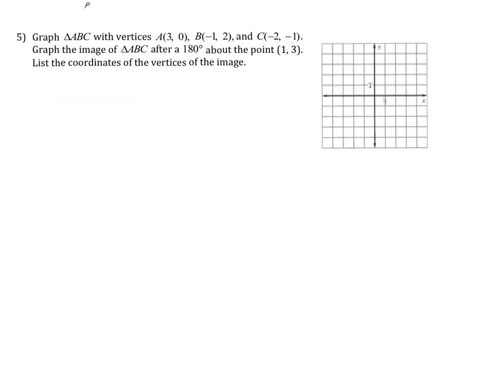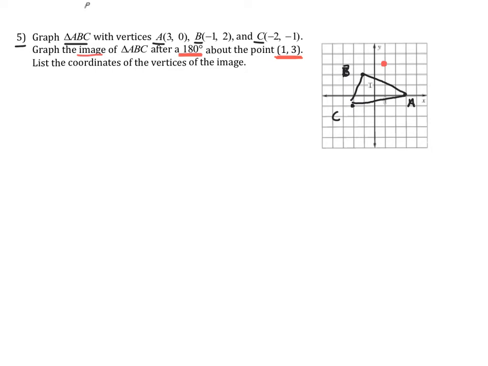So for number 5, first thing I want to do is graph triangle ABC with the vertices they give me. Now, this is where it gets tricky, because the next thing they want me to do is graph the image of triangle ABC after a rotation of 180 degrees about this point right here, (1, 3). Now, we have a rule to rotate 180 degrees, but it's about the origin, not about some random point on the graph. So they want me to rotate around this point right here, (1, 3).